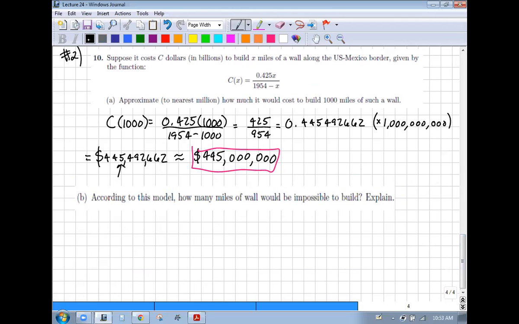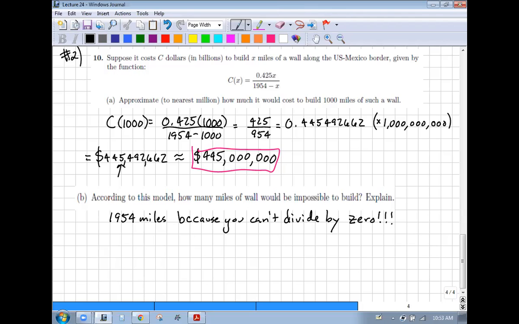According to this model, how many miles of wall would be impossible to build? Well, you can't get 0 on the bottom. So you can't have 1,954 miles, because you can't divide by 0.